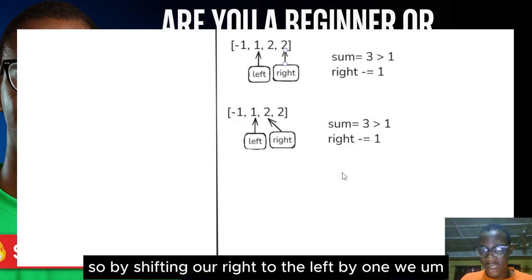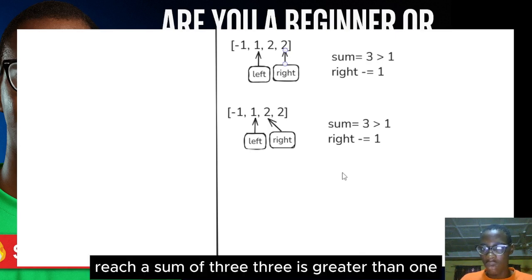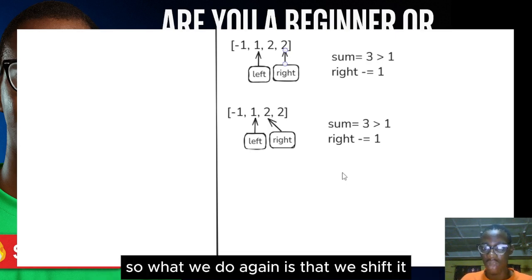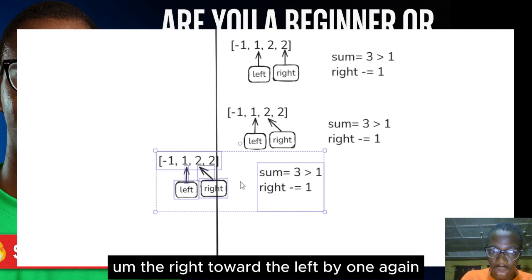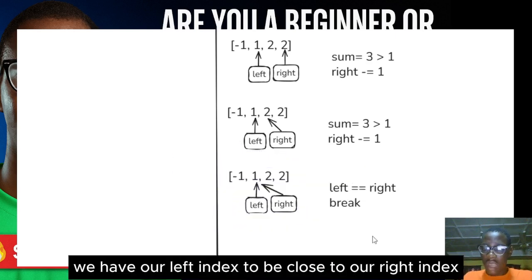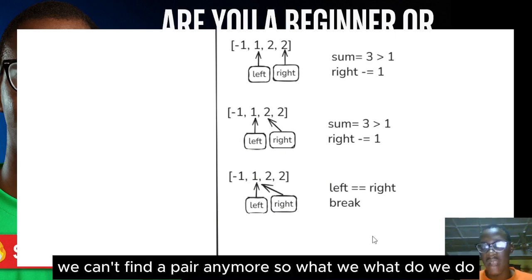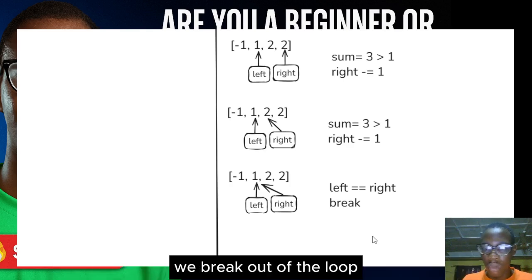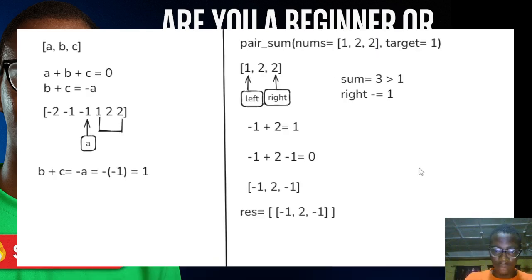So by shifting our right to the left by 1, we reach a sum of 3. 3 is greater than 1, so we shift the right toward the left by 1 again. At this point our left index is equal to our right index. We can't find a pair any longer, so what do we do? We break out of the loop.